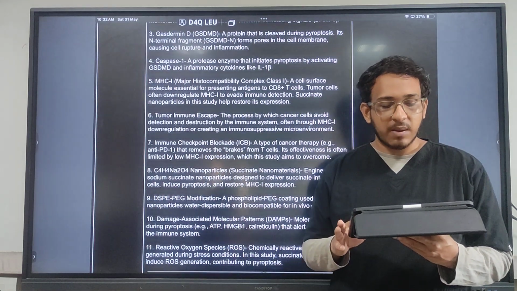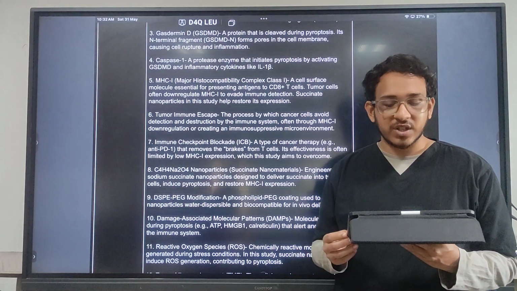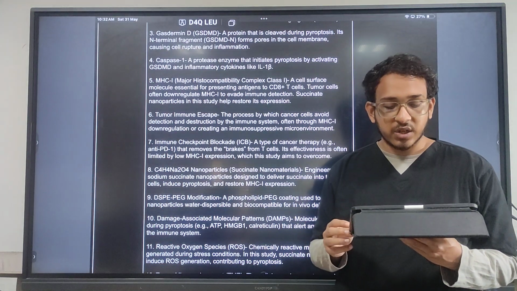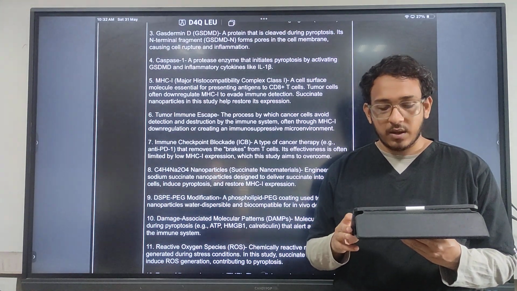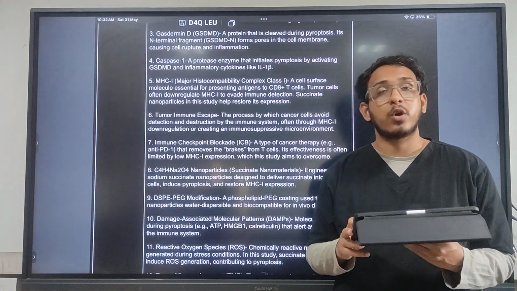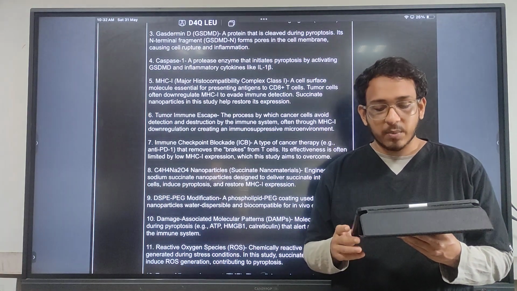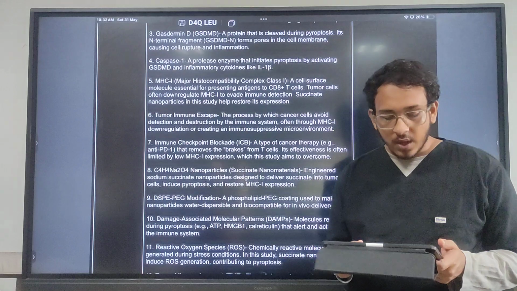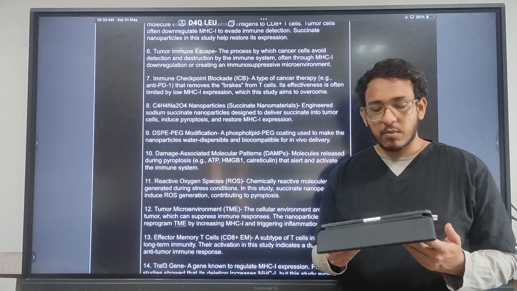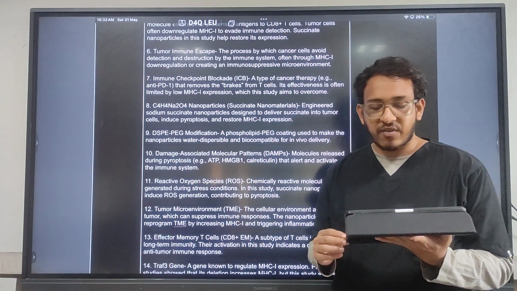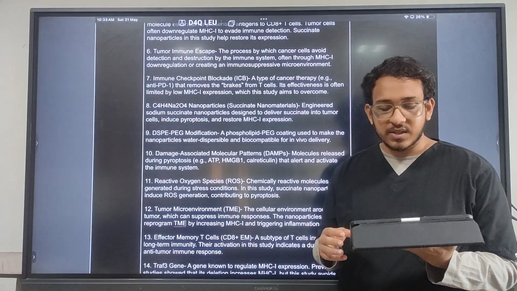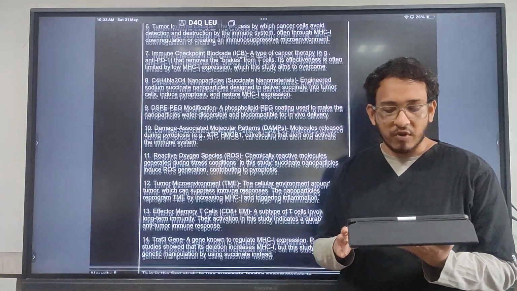The tumor immune escape is the process by which the cancer cells avoid the detection and destruction of the immune system, often through MHC1 downregulation or creating an immunosuppressive microenvironment. The immune checkpoint blockade is a type of cancer therapy that removes the brakes from T cells. Its effectiveness is limited by low MHC1 expression, which this study aims to overcome.